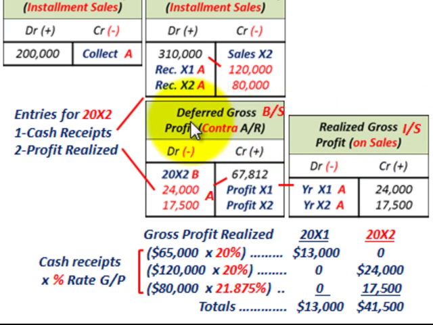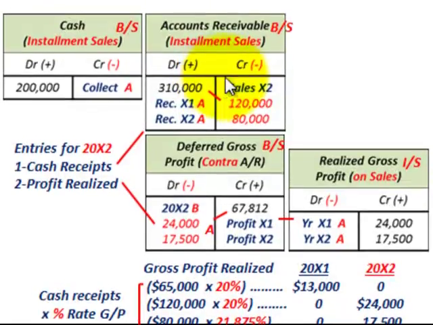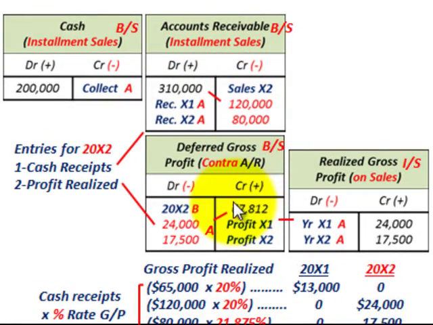You just set up this deferred gross profit account, which is a contra account to your accounts receivable, and then you start out with your total deferred gross profit on those sales, and you reduce it by the gross profit realized based on your cash receipts and your percentage of gross profit based on your sales. So what we've done here, we were just looking at our entries for year 20x2. Our cash receipts were a reduction to our accounts receivable. We reduced our accounts receivable by our cash receipts and recognized them as cash.